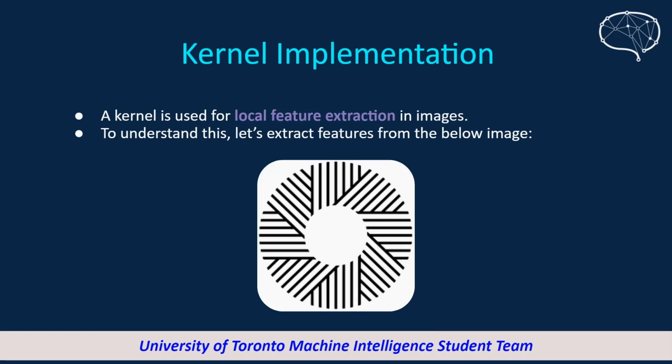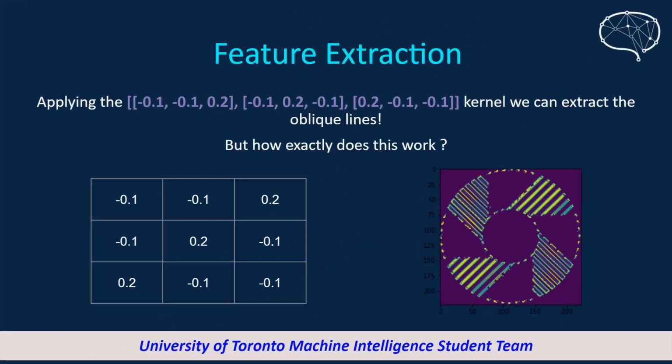A kernel is used for local feature extraction in images. To understand this, let's extract features from the below image. We will be applying the kernel on the left to extract the oblique lines in the image we have just seen. Kernels act on a local subregion of the image pixels and extract the features in that particular area. Therefore, the process of applying the kernel is also called local feature extraction.